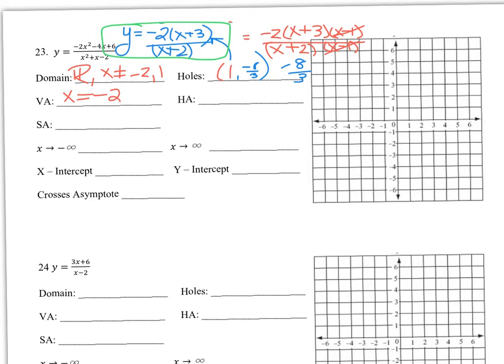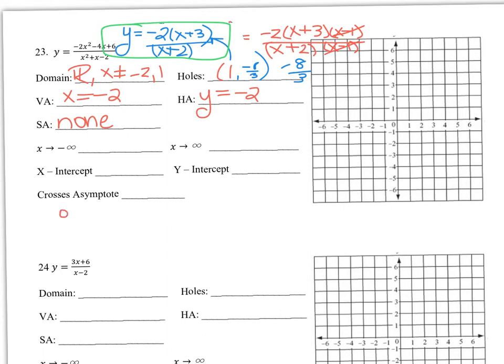Horizontal asymptotes, I have to look at the degrees. Notice the degrees are the same top and bottom, so my horizontal asymptote is y equals whatever my leading coefficients are, -2 over 1, which is just -2. Because I have a horizontal asymptote, I do not have a slant asymptote.